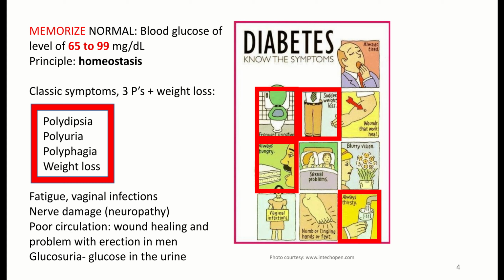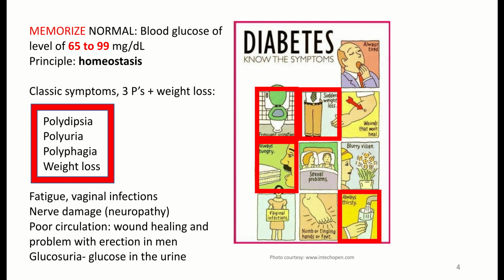This will trigger the thirst mechanism and cause the person to drink lots of water in an effort to bring the glucose concentration down. This is polydipsia. Because the person is drinking a lot, he will be peeing a lot, which is polyuria. The other mechanism that brings about polyuria in diabetes is that glucose pulls in fluid from the interstitial spaces into the bloodstream and eventually to the kidneys to produce more urine.